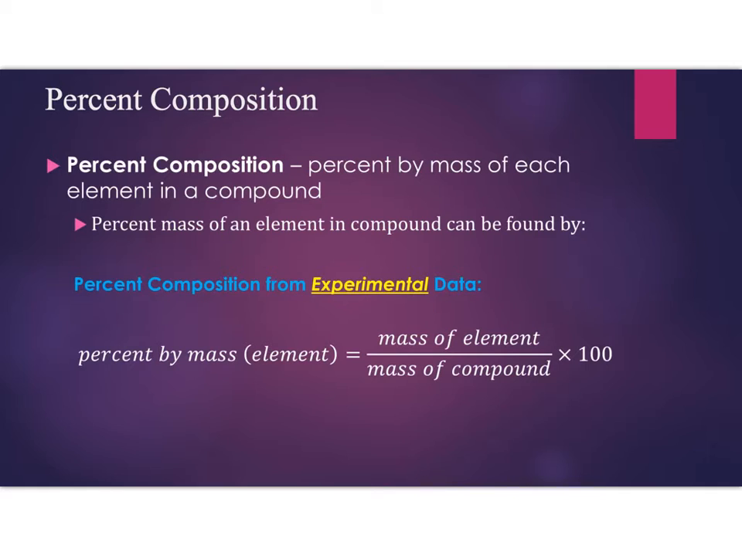Now we have two different ways that we can find it. One, if you are given experimental data, and you would know it's experimental because it will say in a lab so-and-so measured, or in a lab I measured the mass of this compound to be whatever. That's how we know that we have an experimental set of data. So to find it from an experimental set of data, you're going to take the mass of your element and divide it by the mass of the compound that you found in your lab setting and then multiply it by 100 to convert over to a percentage.